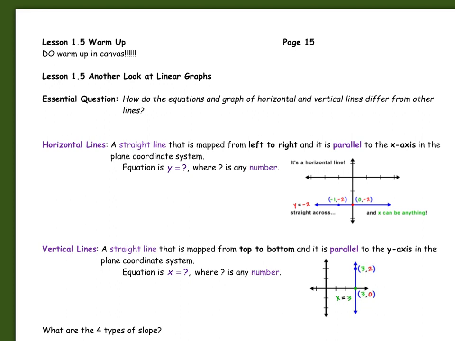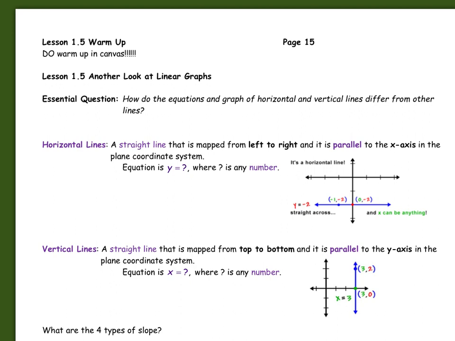Page 15. So we're on unit 1.5. Also, just as a FYI, next class period, we will have a checkpoint over 1.3, 1.4, and 1.5. So when you come back next week, we will have a checkpoint. So be prepared for that.